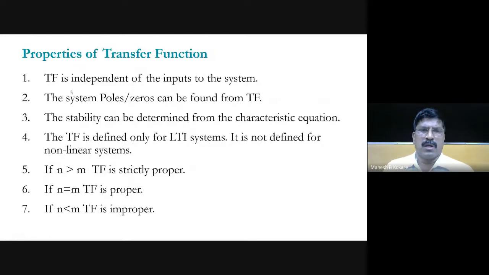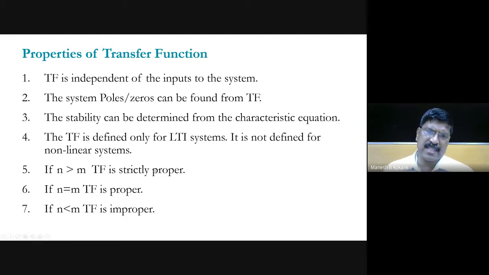The poles and zeros can be found from the transfer function. The third property is that the stability can be determined from the characteristic equation. The fourth one is that the transfer function is defined only for an LTI system. It is not defined for a nonlinear system. And then, if n is greater than m, the transfer function is strictly proper. If n is equal to m, the transfer function is proper. And if n is less than m, the transfer function is improper.